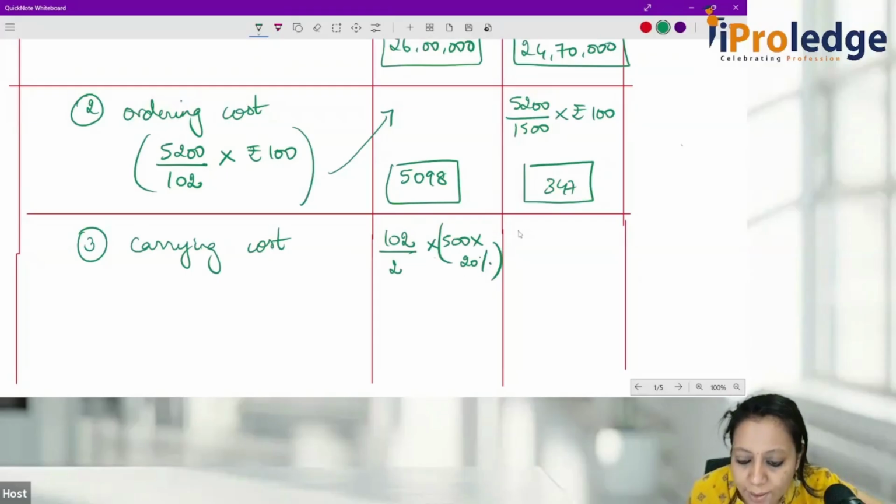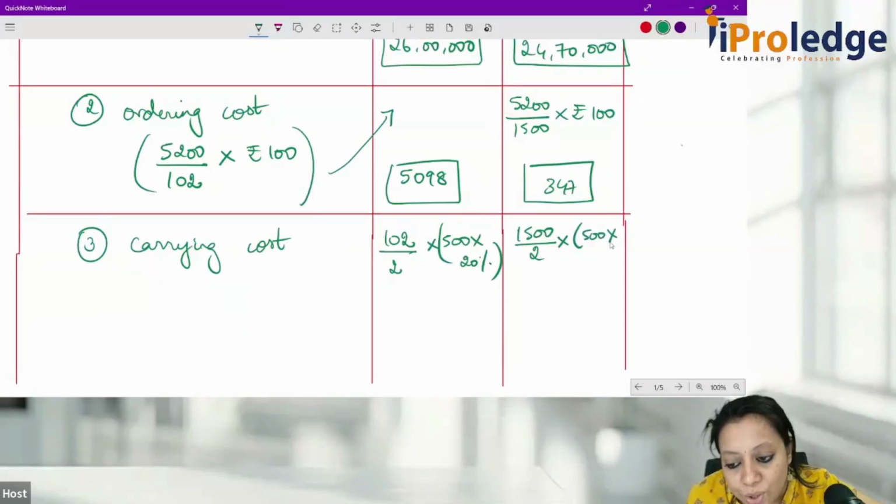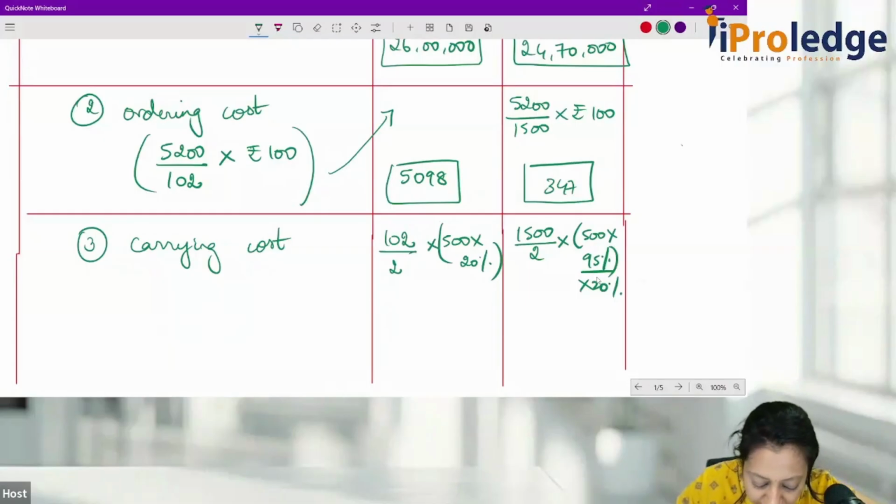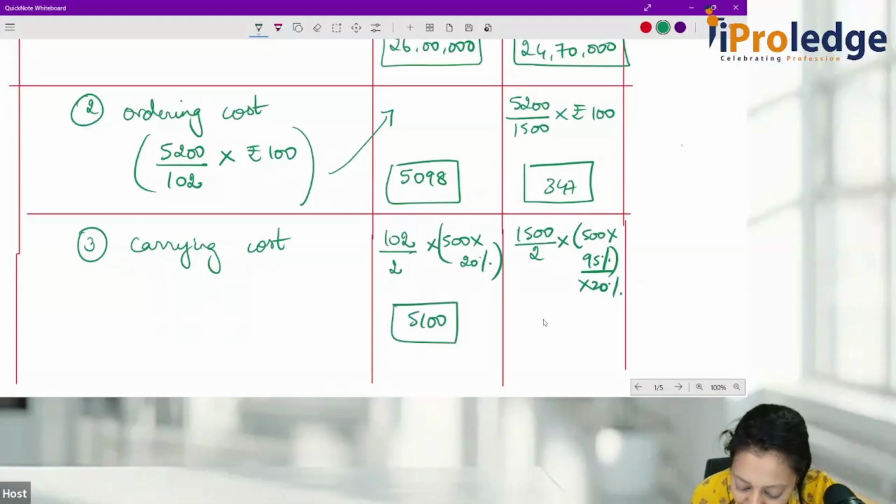Yes, already we have done. Now, this is going to be what? Here it is 1,500. Every time I'm ordering 1,500 divided by 2 into 500 into 95 percentage into 20 percentage, because I'm getting 5% discount in my proposal. All of you please do and tell me how much are we getting, students? 5,100. Okay. And then 71,250, is it? I'll also do the calculation. 71,250.